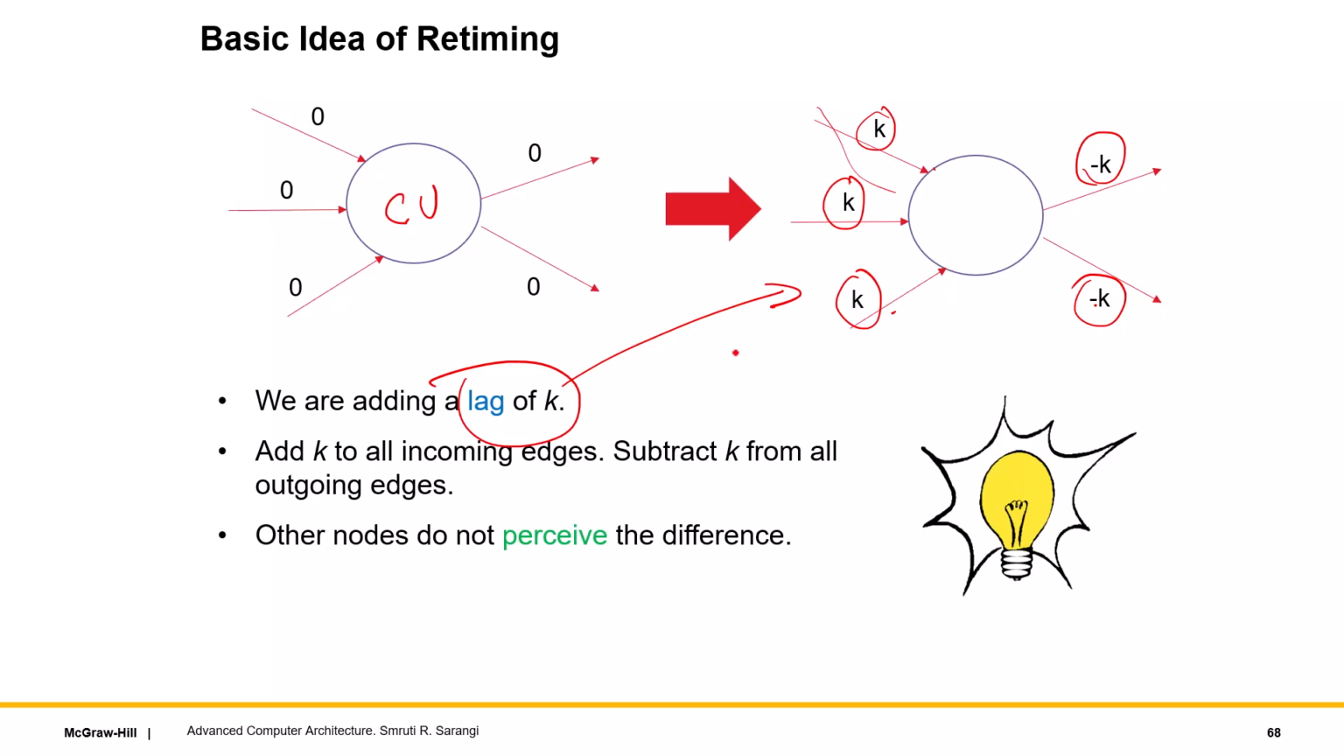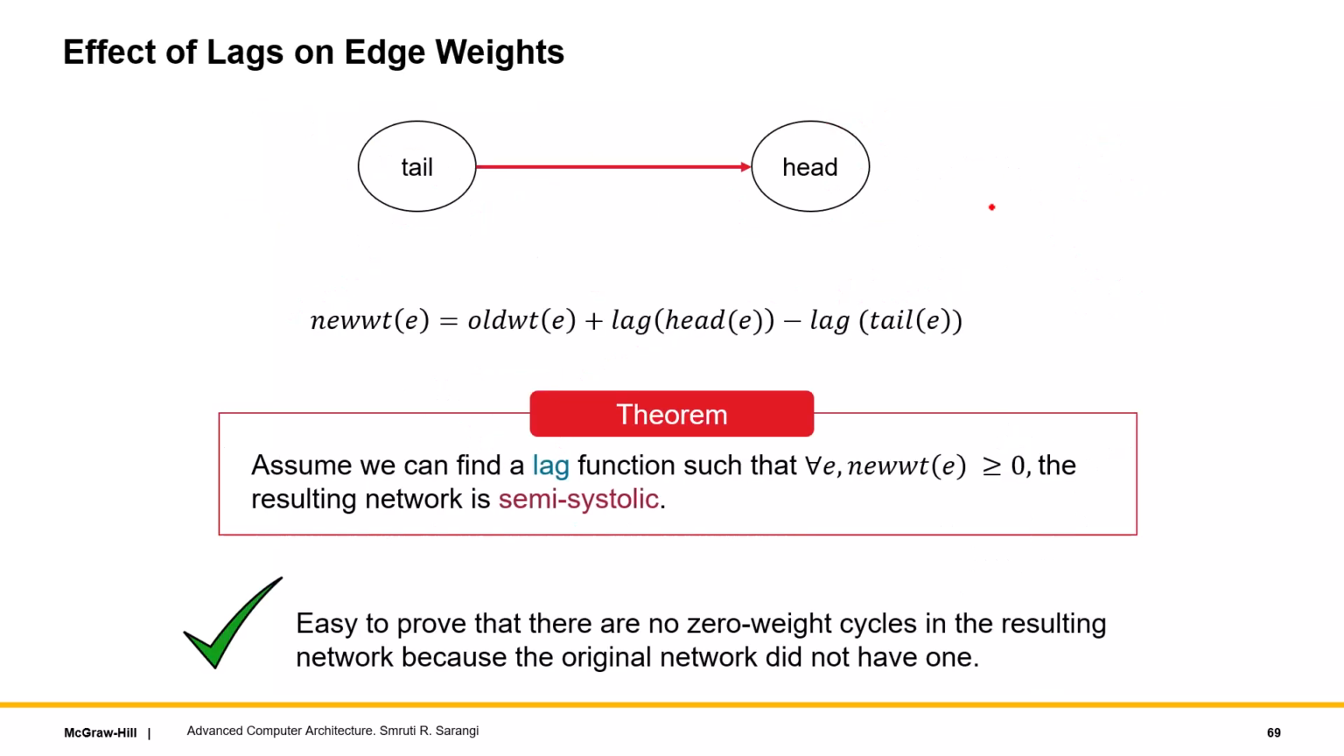Similarly, you can add a lead of k, which is the reverse: subtract k here and add k here. Other nodes, needless to say, will not perceive the difference because any path that is traveling through this CU has a plus k and a minus k associated with it.